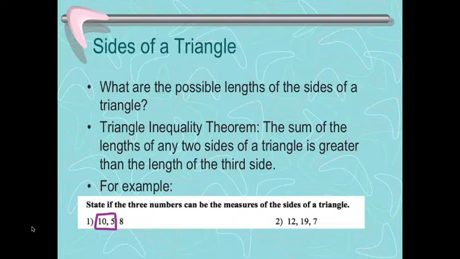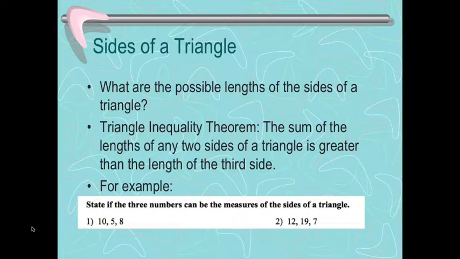If you add 10 and 5, it says sum. That's why we're adding, by the way. It's 15. Is that greater than 8? Yes. Okay, so far we've got a yes. We have to do all of them though. It says all of them. So now I have to add the 5 and the 8. What does that equal? 13. Is that greater than the other one that's left over, the 10? Yes. So far so good.